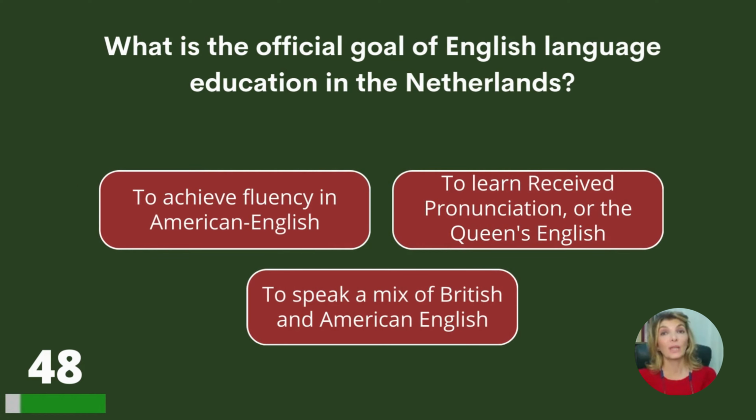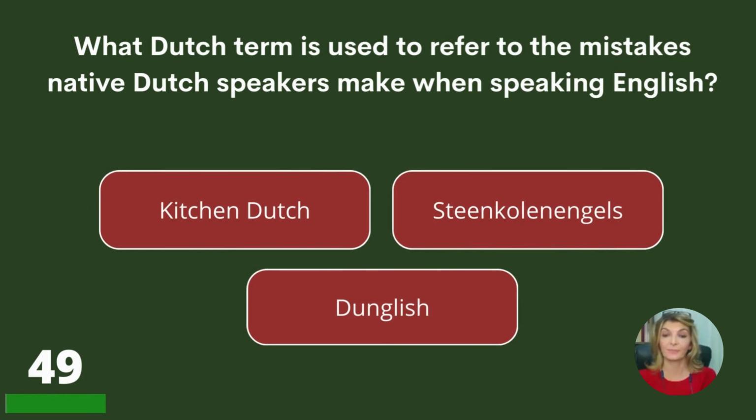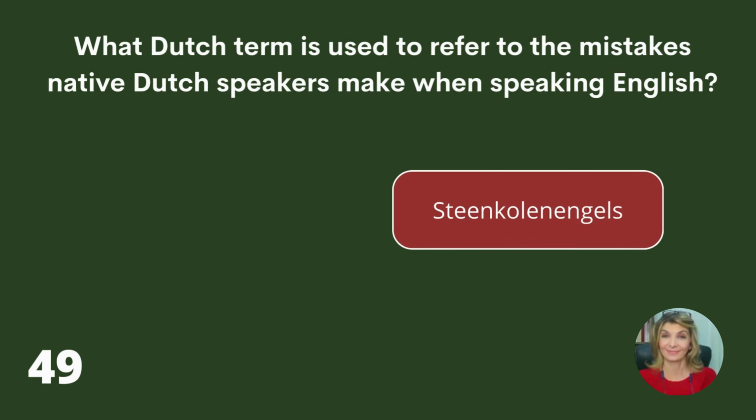What is the official goal of the English language education in the Netherlands? To achieve fluency in American English, to learn received pronunciation or Queen's English, or a mix of British and American English? Received pronunciation or the Queen's English. What Dutch term is used to refer to the mistakes native Dutch speakers make when speaking English? Kitchen Dutch, Steenkolenengels, or Danglish? Steenkolenengels.